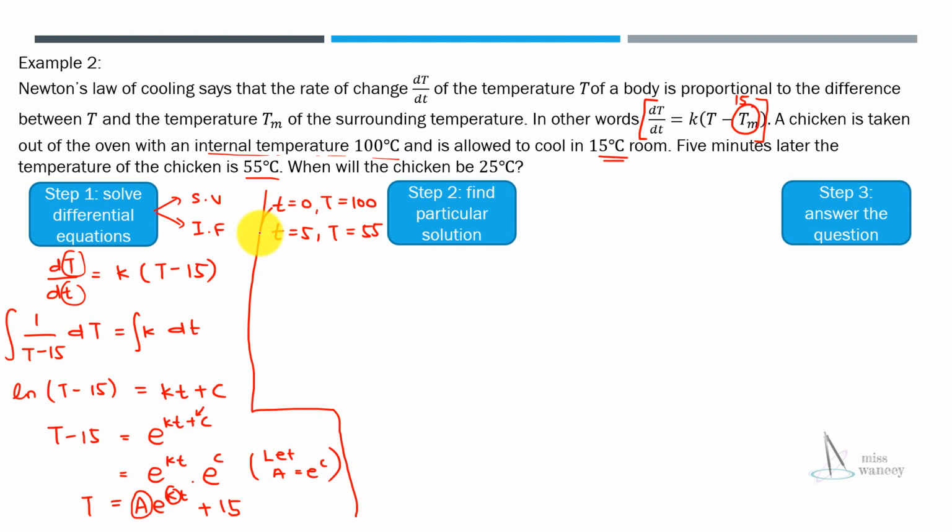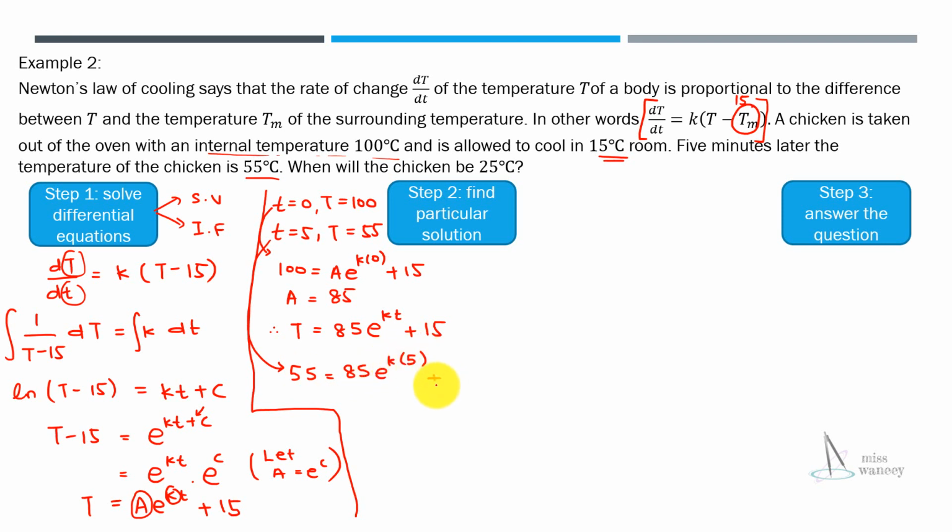Okay, so substitute using the first information. So I have 100 equal to Ae^(k multiplied with 0) plus 15. E to the power of 0 is always 1, so I have A plus 15. So A is 100 minus 15, which is equal to 85. So that means T is equal to 85e^(kt), and then plus 15. So now we have to know what the value of k is. Substitute the second information. So 55 is equal to 85e^(k multiplied with 5) plus 15.